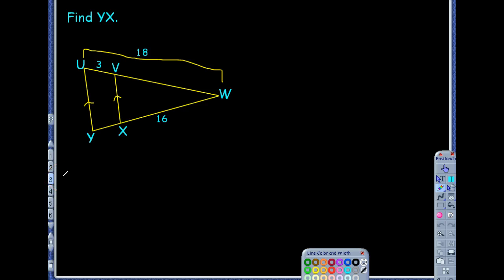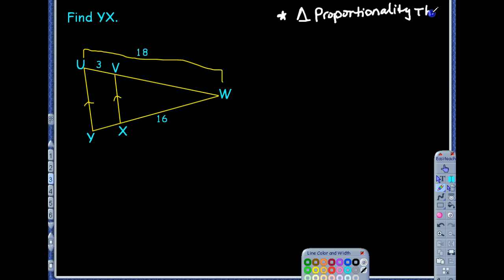All right, let's apply some of these theorems to some examples. It says find YX. Now I'm looking at this and I do see a set of parallel lines within a triangle. I love that you pointed that out first. That's the thing we need to look for with using these theorems. When I see that set of parallel lines, I know that I can use the triangle proportionality theorem, because segment VX is on a line that's parallel to side UY.